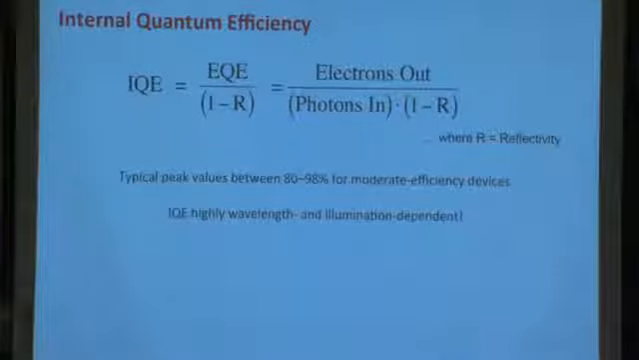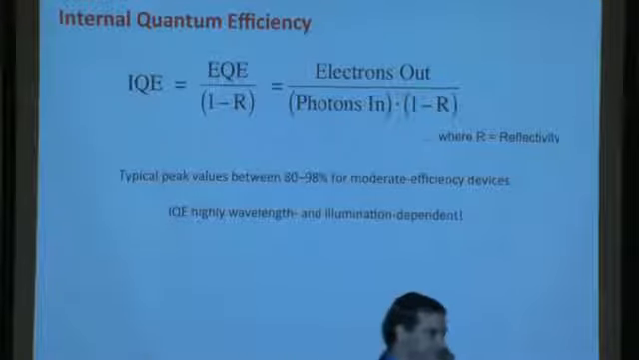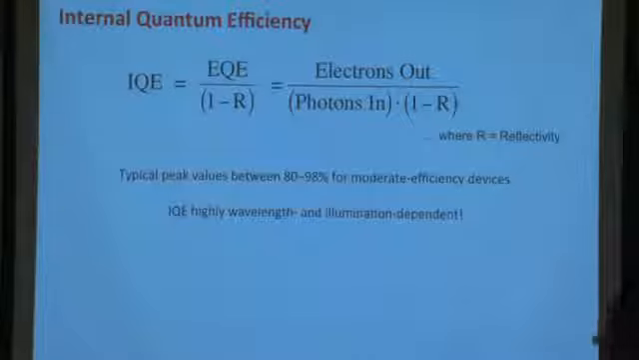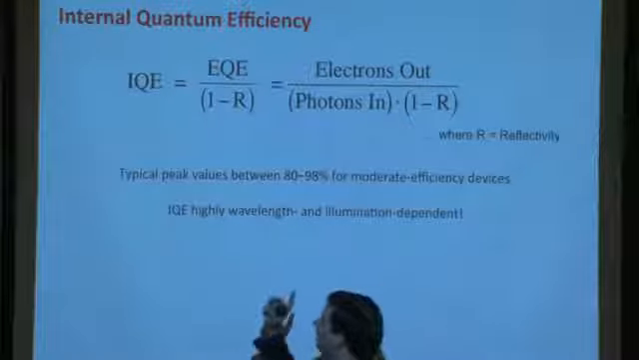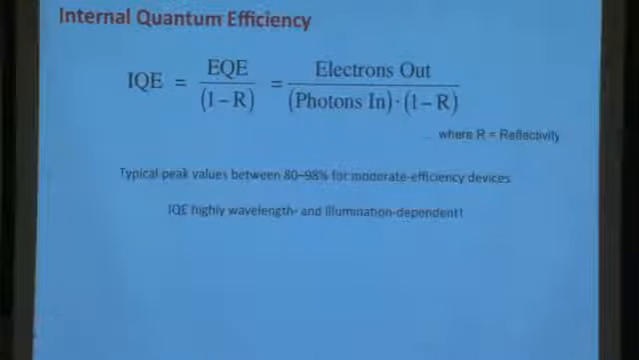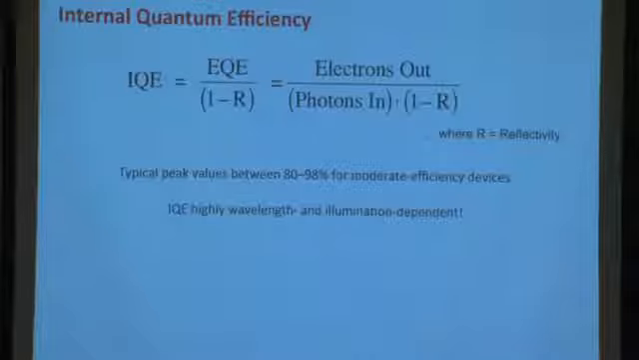Yeah? So I would assume that IQE is also a function of wavelength and R. Absolutely. So IQE is a function of wavelength. R, reflectivity, is also going to be a strong function of wavelength, because the real component of the refractive index is changing as a function of wavelength. Yep, absolutely.